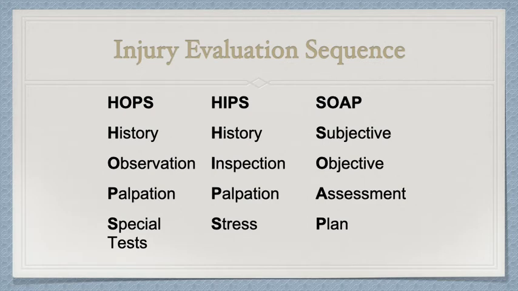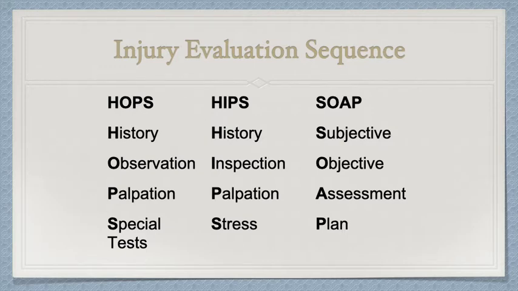Okay, so the injury evaluation sequence, I have 3 on the screen that are typically used in the medical field, especially in athletic training. HOPS, HIPS, and SOAP. The H's are the same, the history. We're going to talk about what that means. The O and the I in HOPS and HIPS are the same thing, observation or inspection. Palpation is the P, and S is special test, or stress test. I'm going to talk about what those things stand for in just a minute.